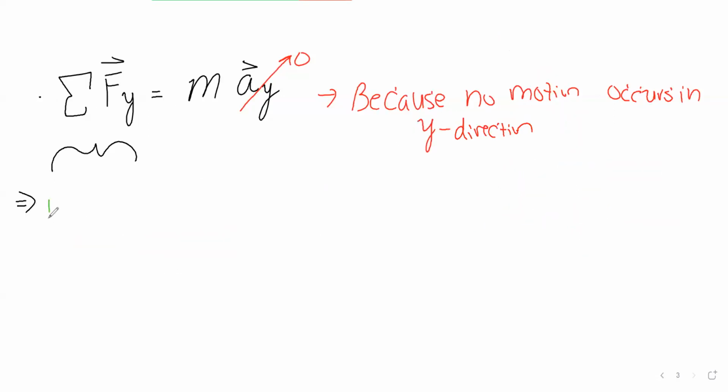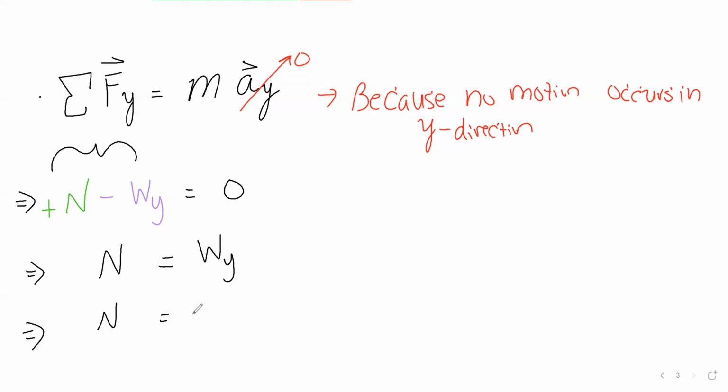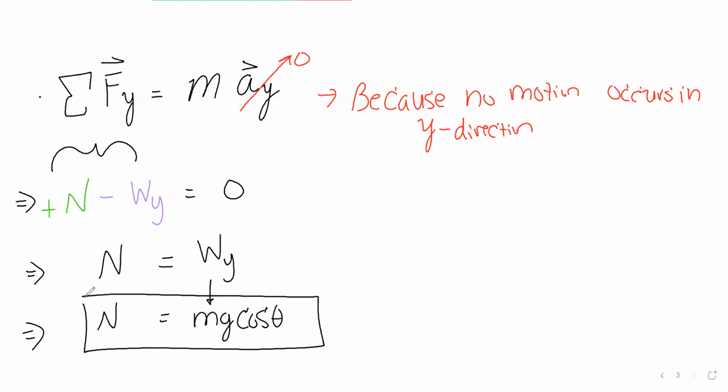So we have the positive normal force and the wy. This equals m times 0, which is 0. So normal force equals wy. They're equal in magnitude. But then I could replace wy with mg cosine theta. So this is equation 2.